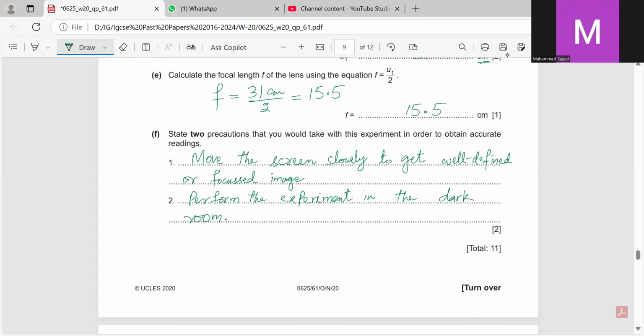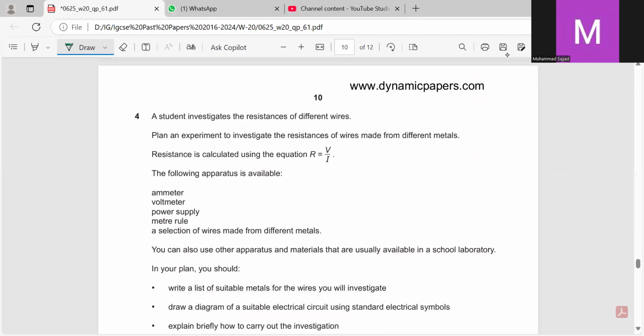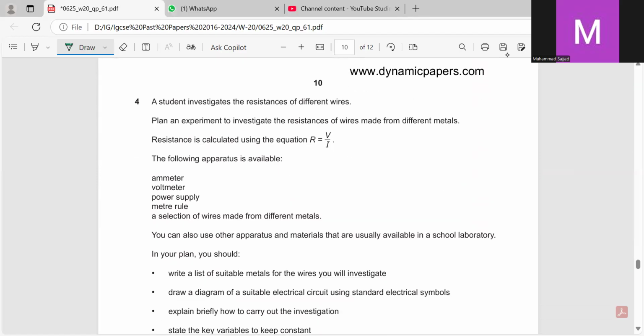Now my dear friends, let's move to the next question. This is on electricity, but this is a planning question. We have to plan within the given circumstances. A student investigates the resistance of different wires. Plan an experiment to investigate the resistance of wires made from different metals.